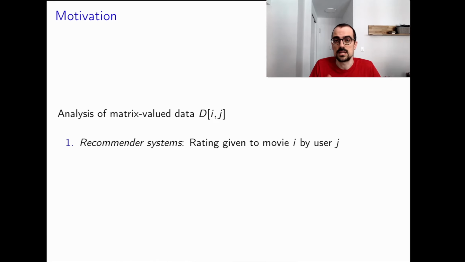For example, in a recommender system, you might want to predict whether some users are going to like some movies or whether some users will be interested in some product. In this case, your data points are ratings given to movies by users. Just to be clear, each data point is indexed by two indices, one that refers to the movie and another one that refers to the user.